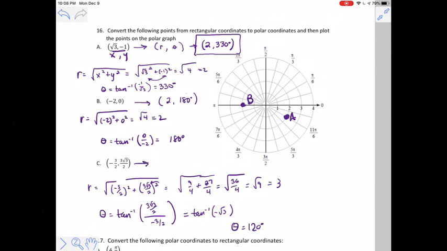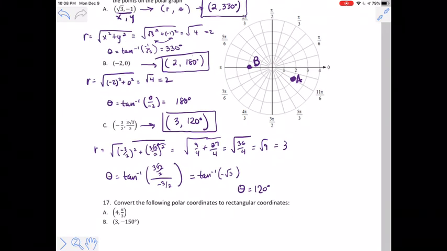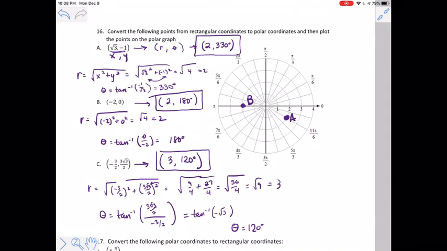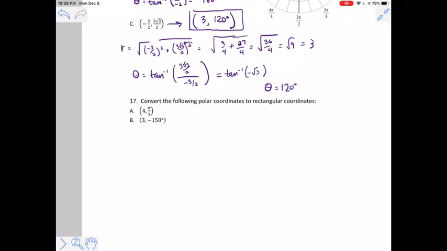So then the angle, or sorry, not the angle, the point would be 3 comma 120. And that would be right there. Okay.